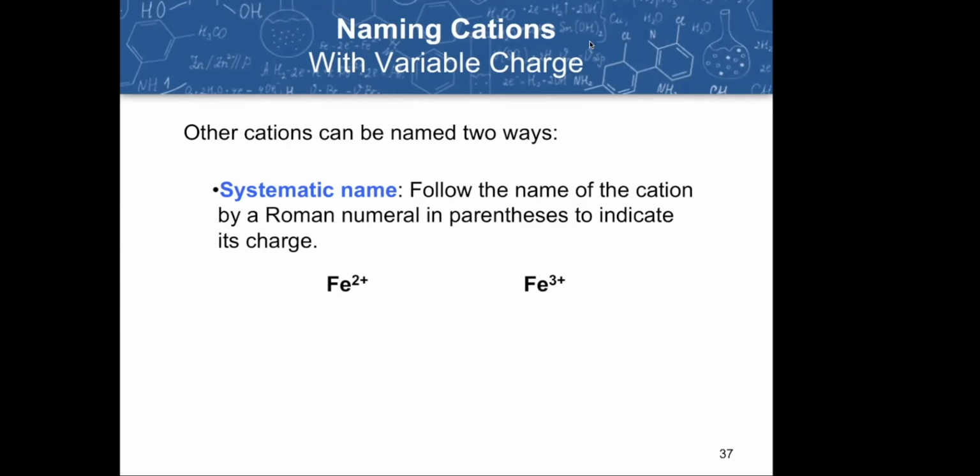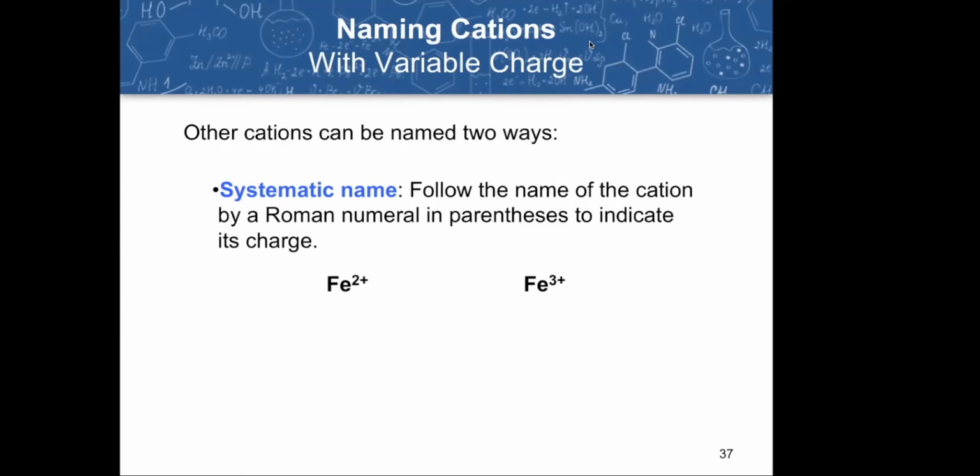There are two ways of naming the transition elements. Yung una ay systematic name. So how do we write the systematic name of these cations? You follow the name of the cation. So example, Fe is iron. So iron pa rin yung name niya. The only difference is you will enclose the charge of the element in a parenthesis and write it as a Roman numeral.